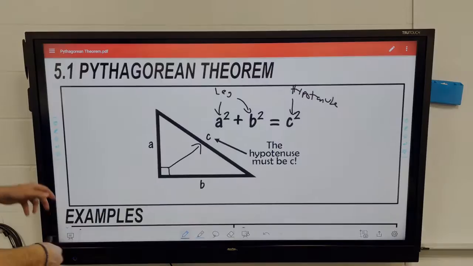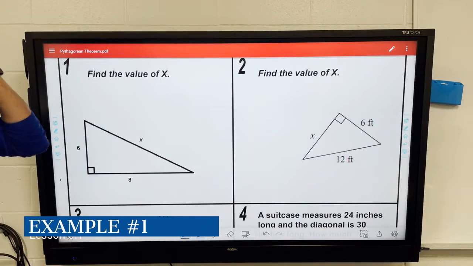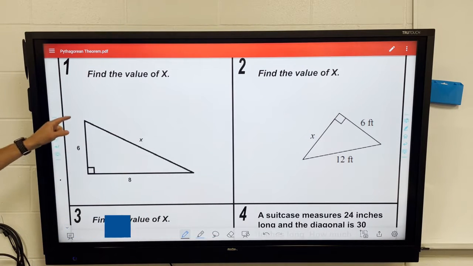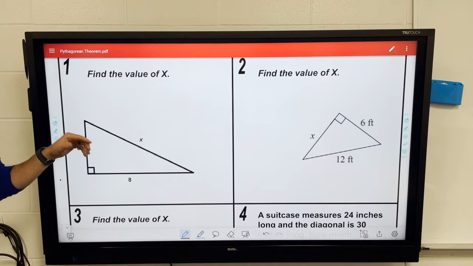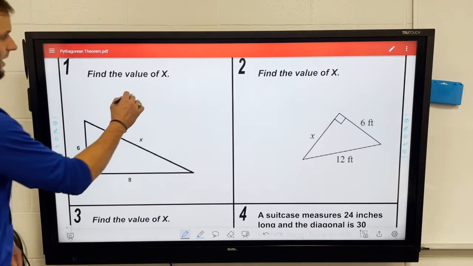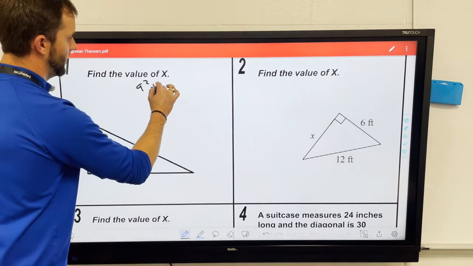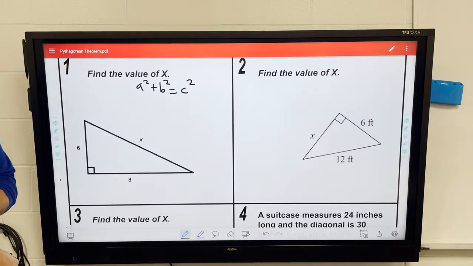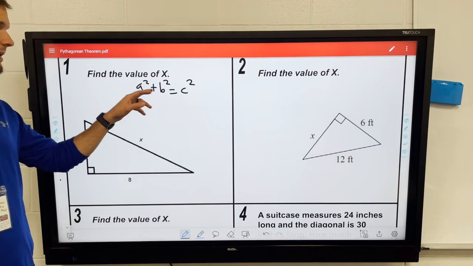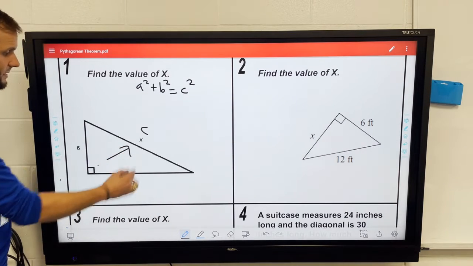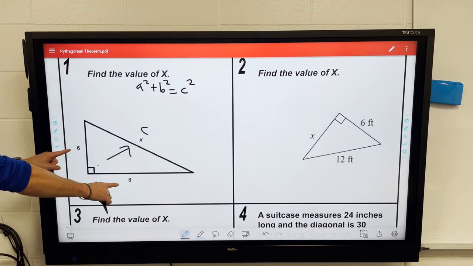Let's jump over to example number 1. It says I need to find the value of x. What you see here is a right triangle. So if I have a missing side length, I should automatically know I can use the Pythagorean theorem. So I should write a squared plus b squared equals c squared. Now I just plug in what I know. I know the two legs are the a and b. If I look, this is my hypotenuse. This is always going to be the c value. So the other two pieces are your legs.